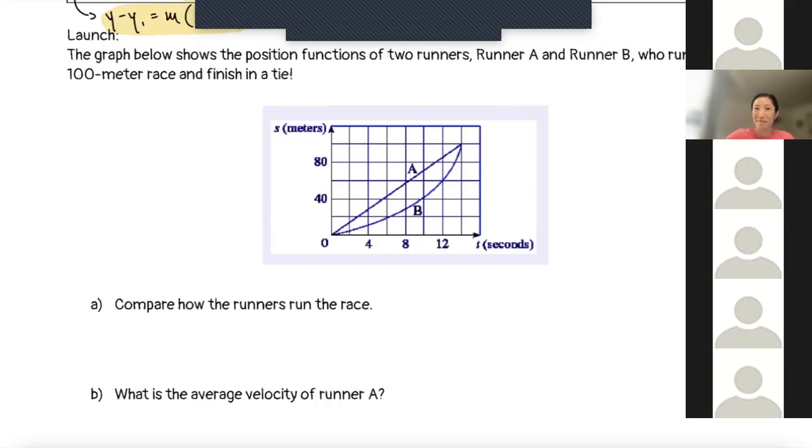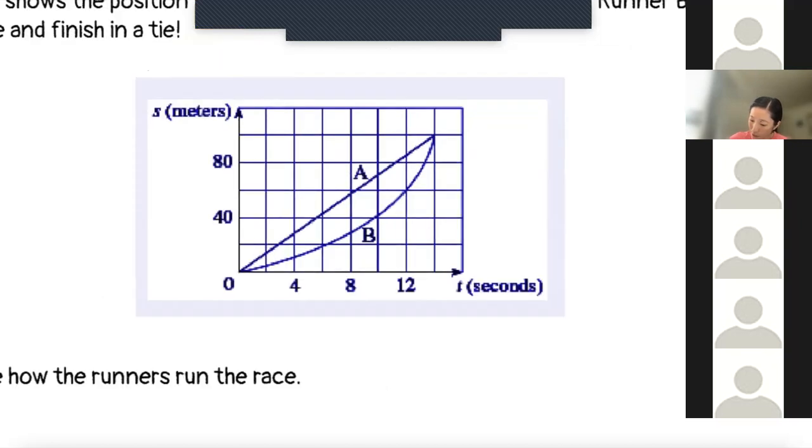All right, well, anyway, we have two runners here. We have runner A and we have runner B. For the sake of this, I'm going to color runner A in pink, and let's do runner B in a different color.